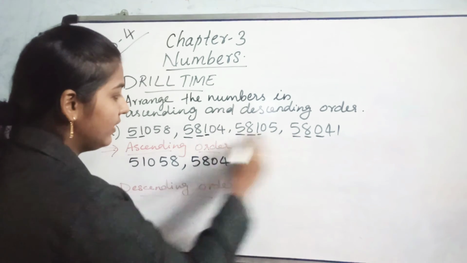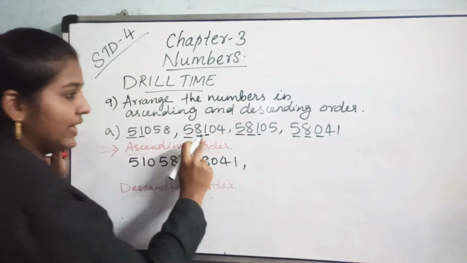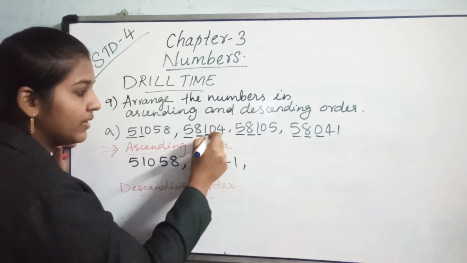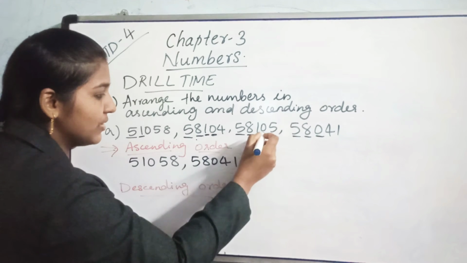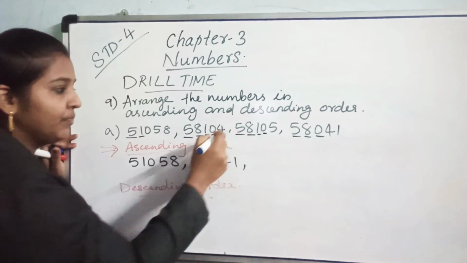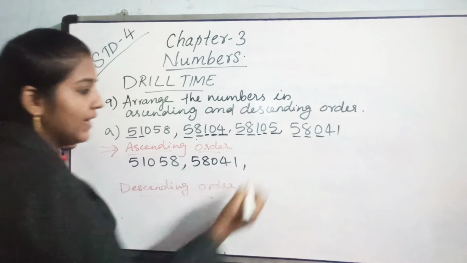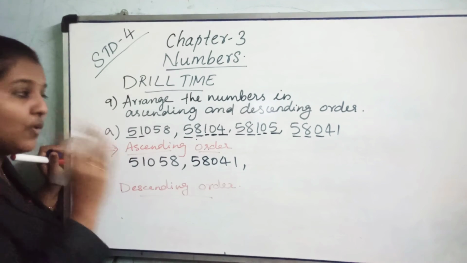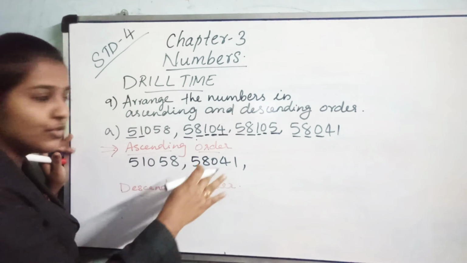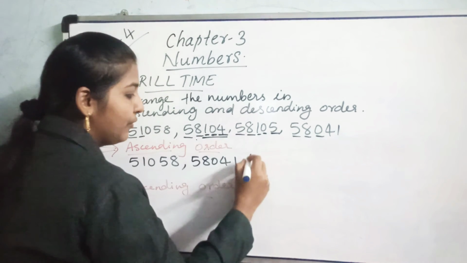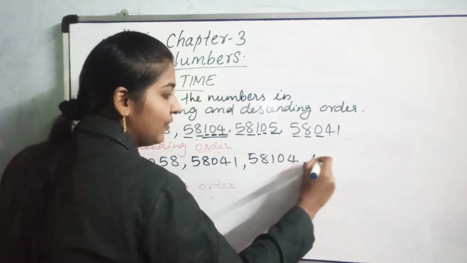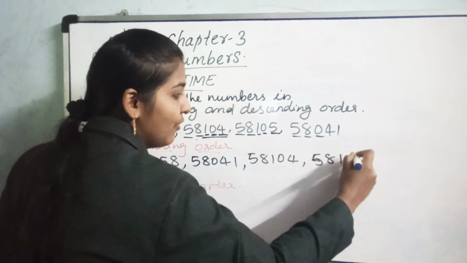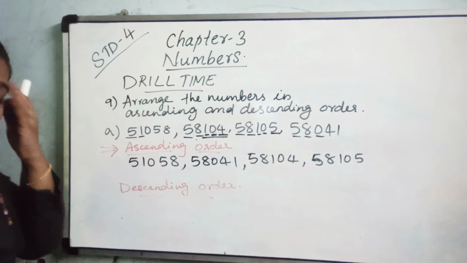Okay. Now two numbers are left over here. So compare the next digits, that is the tens place digits in these two numbers, that is 0 and 0, both are the same. Now look, 4 and 5 in the last position, that is 4 is smaller than 5, right? So the next number will be 58,104. And after that you can write 58,105. Got it, children? Okay.